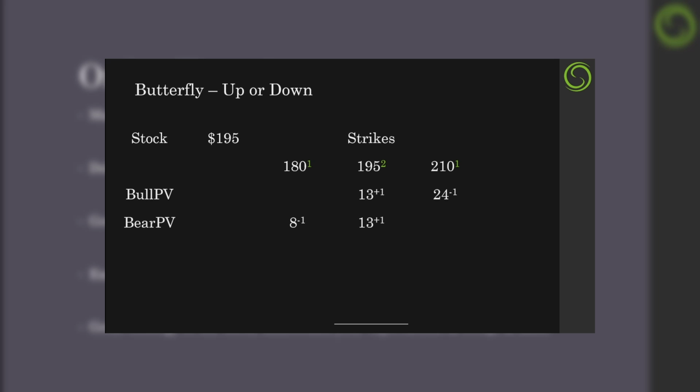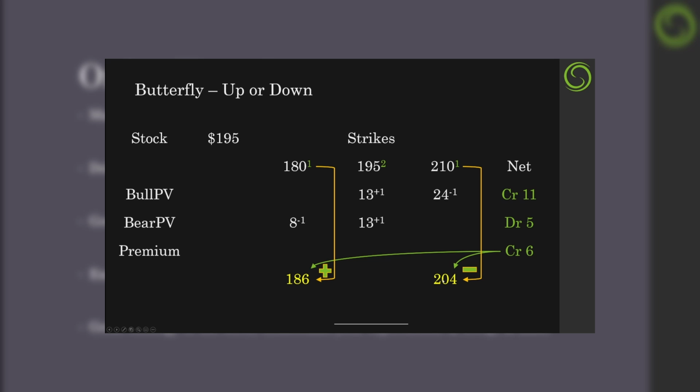But let's figure out the net premium of this trade. We will take this bull put vertical and get a credit of 11. We will then take the bear put vertical and get a debit of 5. And then our net premium will be a credit of 6. And if you remember back to earlier, if we want to go up or down, we will take that premium and use it with the lower strike and the higher strike to get a lower break even of 186 and a higher break even of 204.